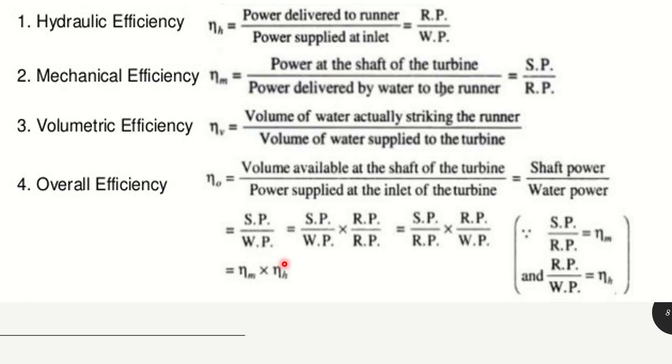See here, these are the formulas related to the efficiencies. I have put them all together in one place. The hydraulic efficiency formula is Rp by Wp, mechanical efficiency is Sp by Rp, and overall is Sp by Wp. If I say it like this, you will never remember. So for this I'll tell you one easy process.